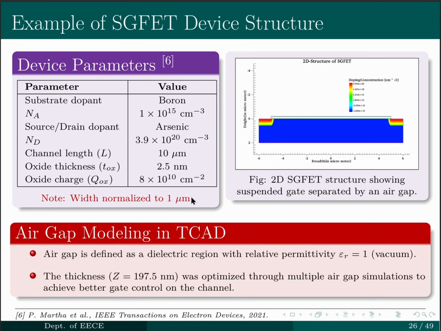In the device, the air gap is modeled with a relative permittivity of 1, which is the vacuum permittivity. The air gap, decided by optimizing multiple simulations at nearly 200 nanometers, shows good gate control behavior of the device. That is why the air gap is taken as nearly 200 nanometers.